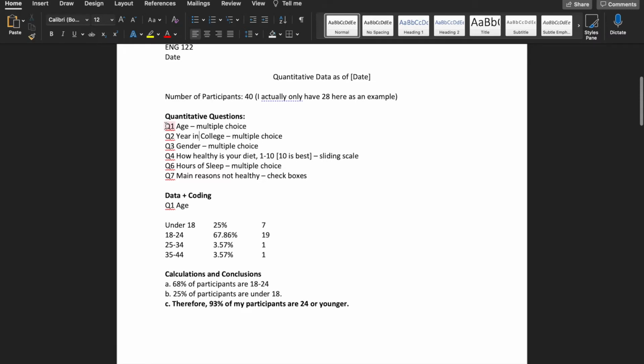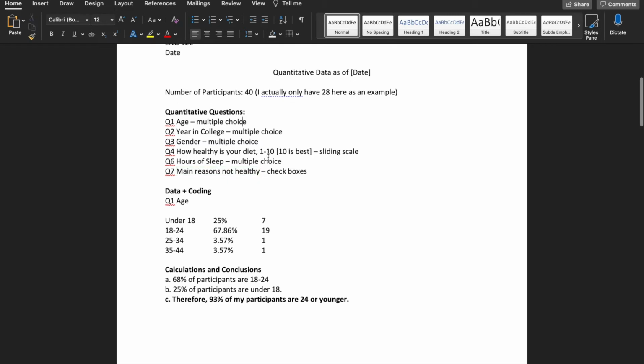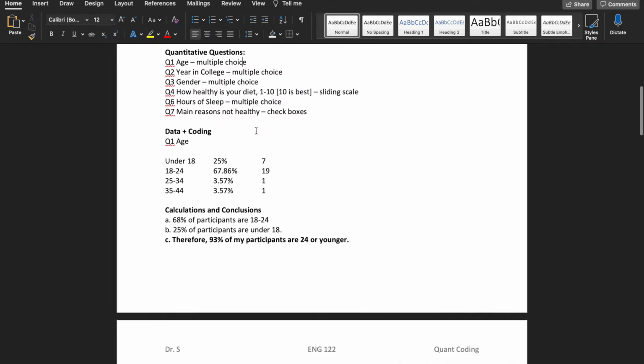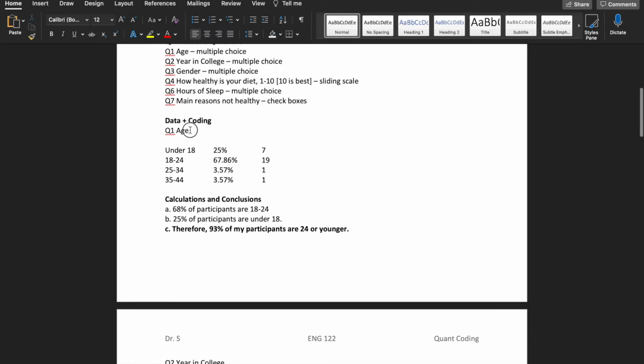So you will list all of your quantitative questions. When I give you an example, just make it look exactly like my example. So question 1 was age. It was multiple choice. Question 2, question 3, question 4, and then I had to skip a question because it was qualitative and it doesn't go on the sheet. Question 6 and question 7. So I said what it was. You could put the entire question or just summarize it, and then what format you put it in. Then you start your data and coding, and you have a little section for each question. Now you just deal with your questions one by one.